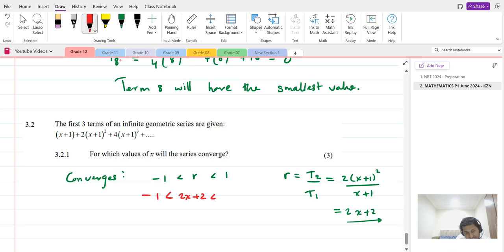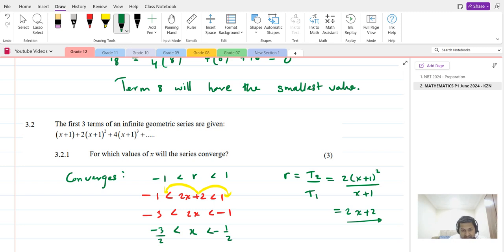2x plus 2 less than 1. Bring the 2 over, so we get minus 3 less than 2x. And take the 2 over, you're getting 1 minus 2, because when you take it over, we need to subtract. So 1 minus 2 is minus 1. Divide everything by 2, we get the answer minus 3 over 2. x is greater than minus 3 over 2, but less than minus a half. So that's my answer. Alright, for which values of x will the series converge? This one here.